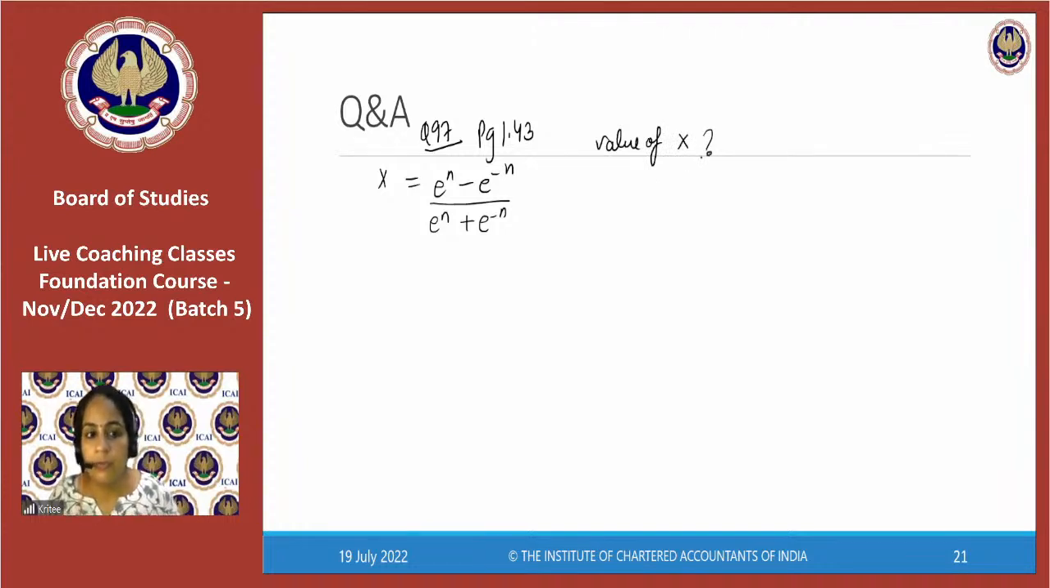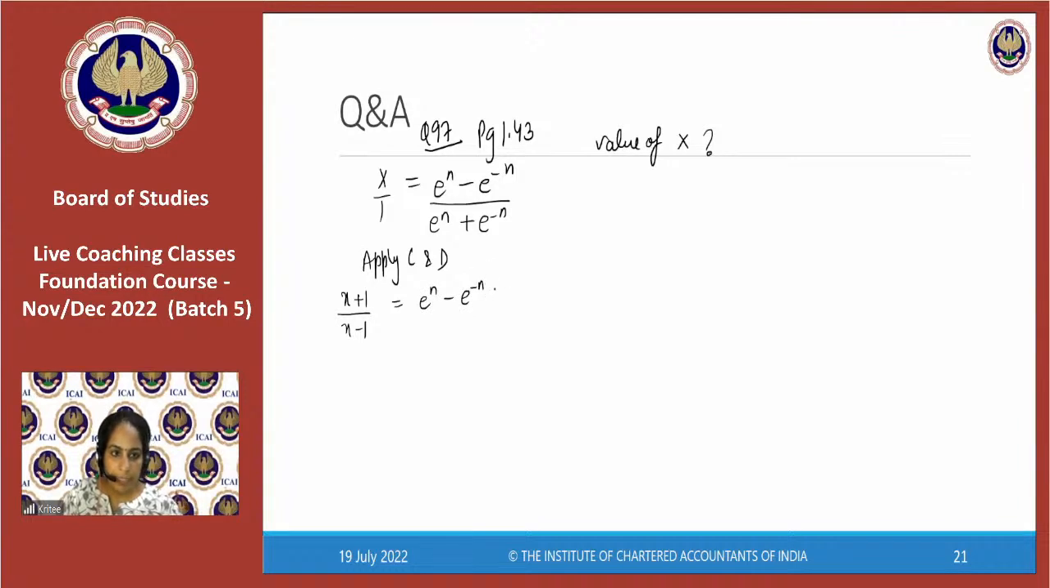You've been asked the value of n. So what we do here is, I hope you remember componendo dividendo. This might help us here. This is x by 1. If I apply componendo and dividendo here, this becomes x plus 1 upon x minus 1 is equal to e raised to power n minus e raised to power minus n plus e raised to power n plus e raised to power minus n, upon e raised to power n minus e raised to power minus n minus e raised to power n minus e raised to power minus n.